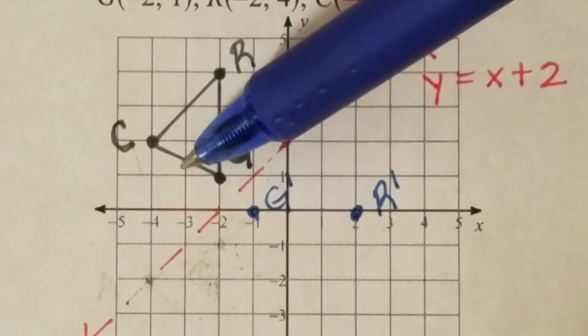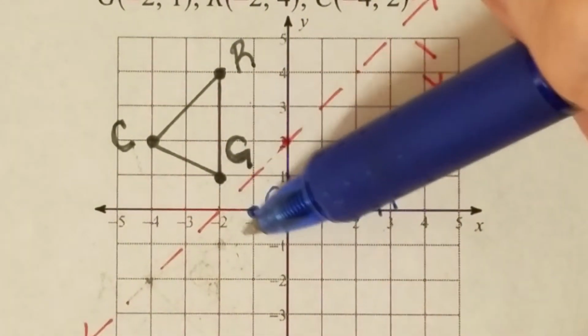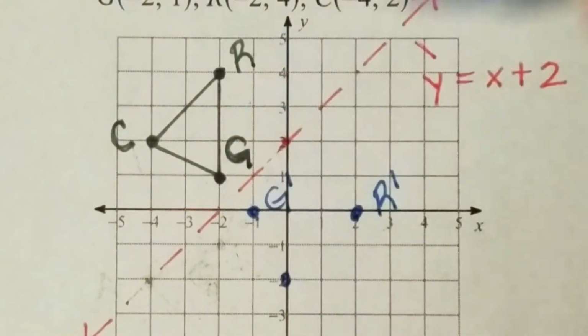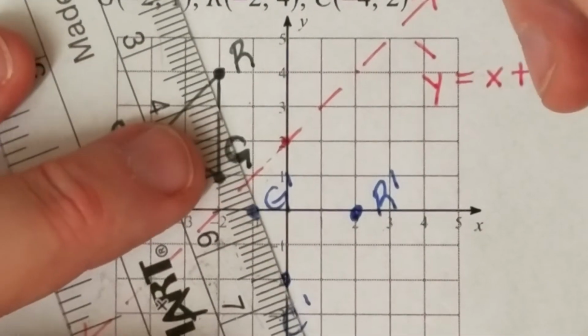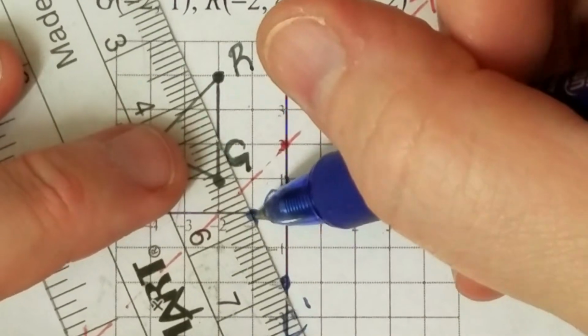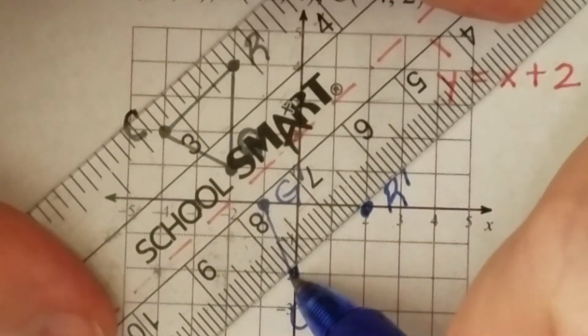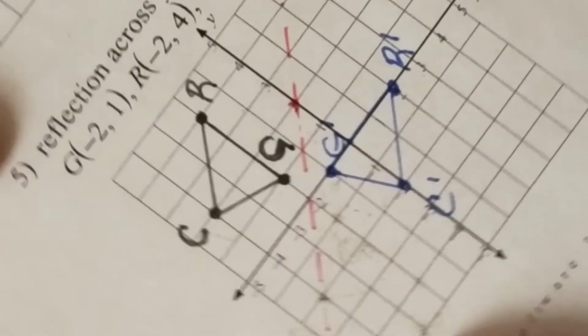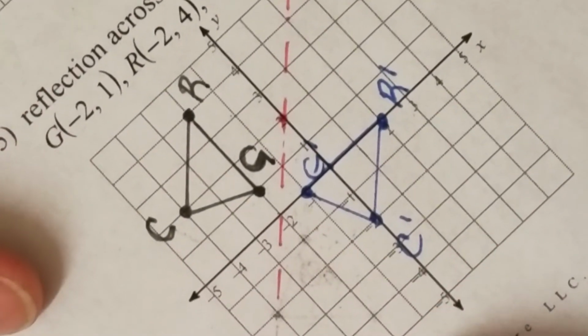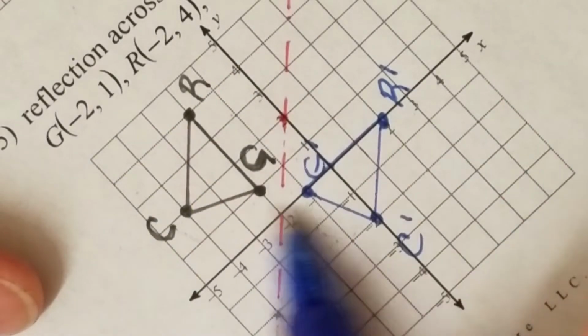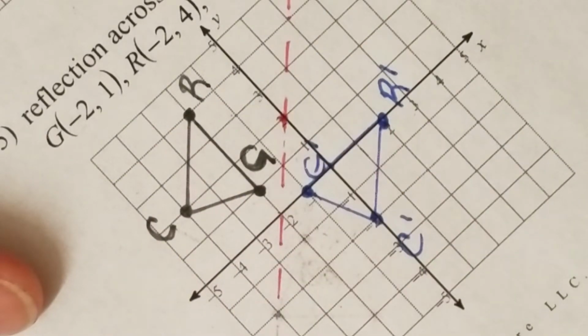And C is 1, 2 away as well. So we're going to go 1, 2 here. And we're going to plot C prime. And I'm going to connect all of my points. And again, if I rotate my paper so that that line of symmetry is vertical, I can easily see that we have mirrored the image.